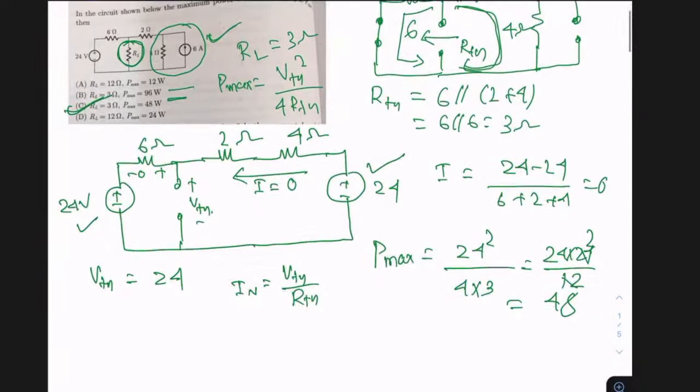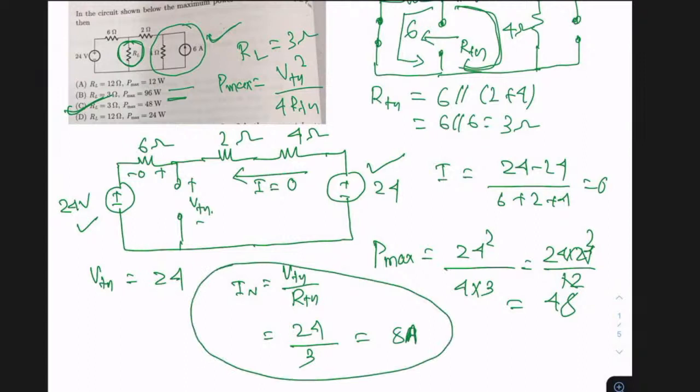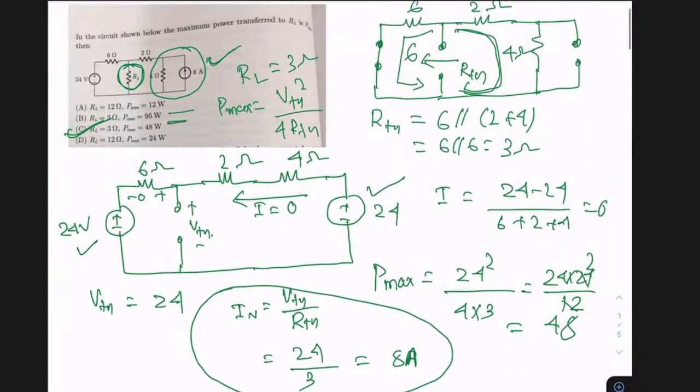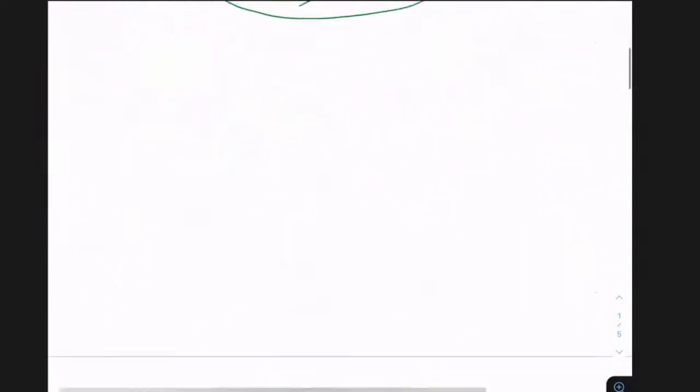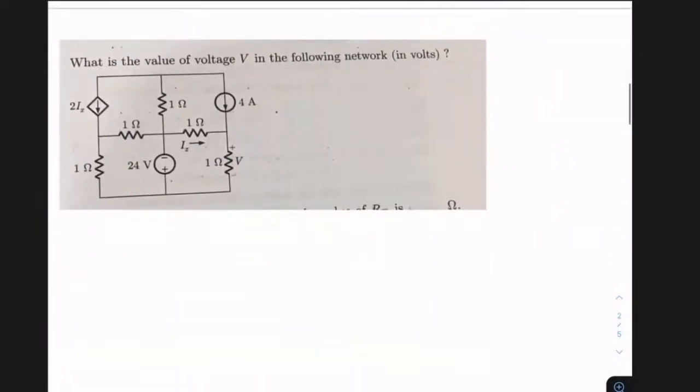So what is your VTH? VTH is 24. And what is your RTH? RTH is 3. So 24 by 3, that is 8 ampere. So the Norton current is 8 ampere. In case it is necessary, the answer is 8 amperes. So in this particular problem, I have touched the Thevenin theorem, Norton theorem, and maximum power transfer theorem. But the model of this circuit in this case contains only independent sources.